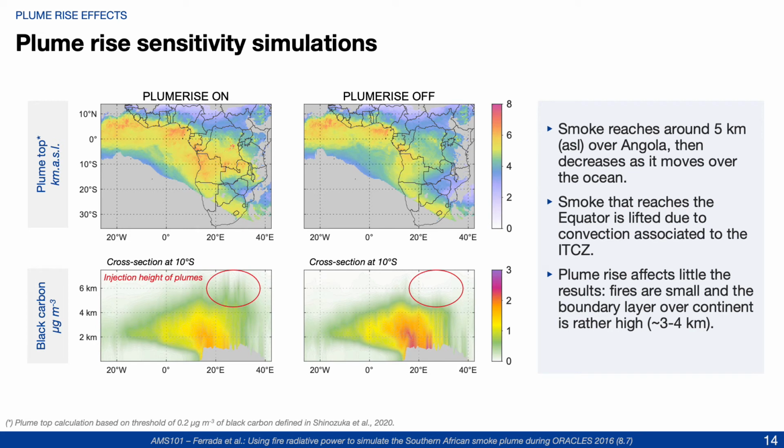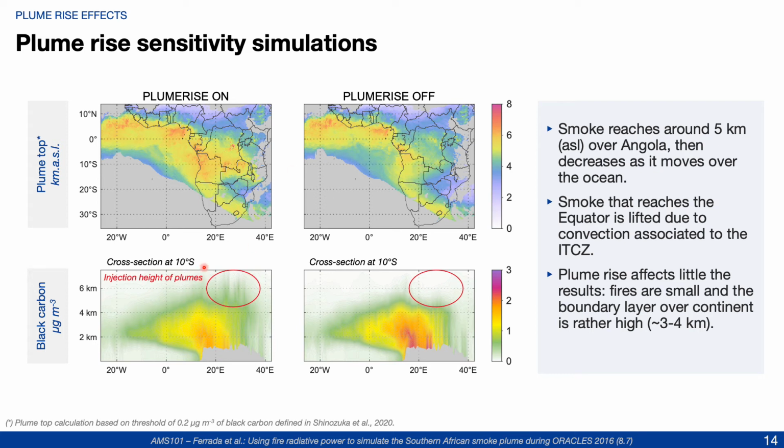To better analyze the impacts of the plume rise in our domain, here you see the estimated smoke plume top for both sensitivity simulations, when we use plume rise and when we don't. We used a threshold of 200 nanograms per cubic meter to define the smoke layer. Over the continent, the smoke reaches altitudes of up to 6 kilometers when we use plume rise and around 5 kilometers when we don't. This 1 kilometer deviation can determine the extent of transport that the smoke is going to suffer by the strong winds of the jet.